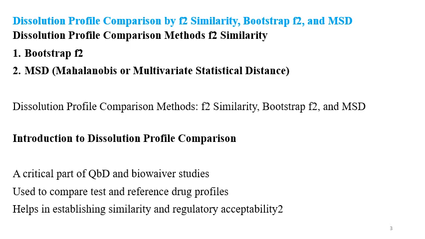Dissolution profile comparisons are done mainly with the F2 similarity by calculating the F2 factor, then bootstrap F2 and MSD. There are certain limitations for the F2 factor calculation. There are certain limitations to the bootstrapping F2 also, and there are certain limitations for the MSD also. So bootstrap F2 and MSD methods are there after the F2 factor calculation or F2 similarity calculation. MSD is Mahalanobis or multivariate statistical distance.